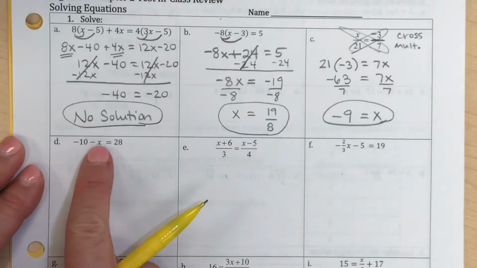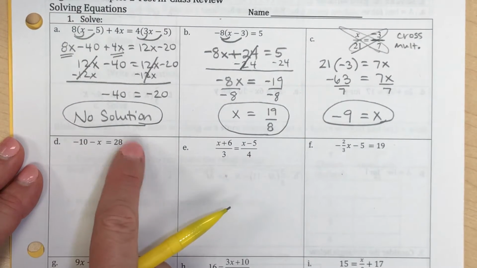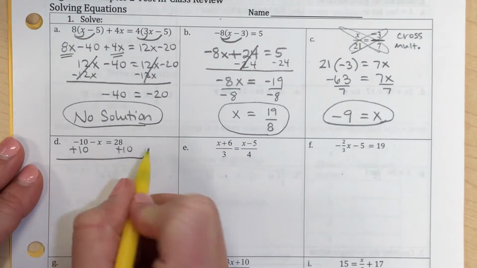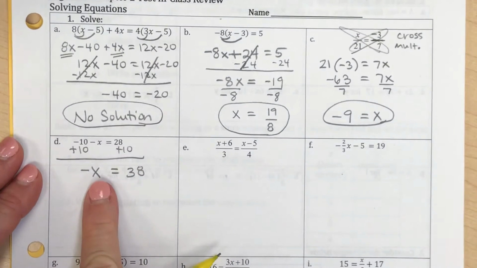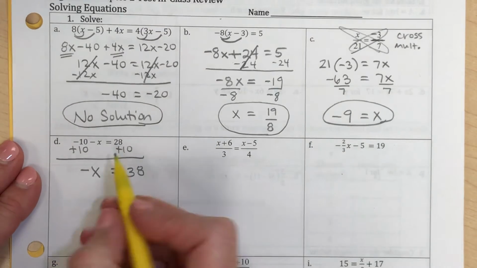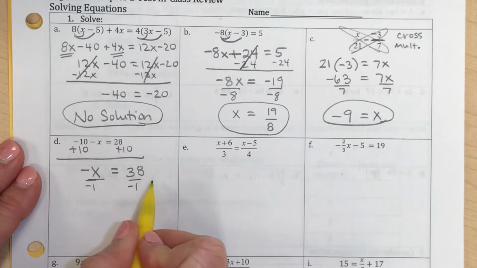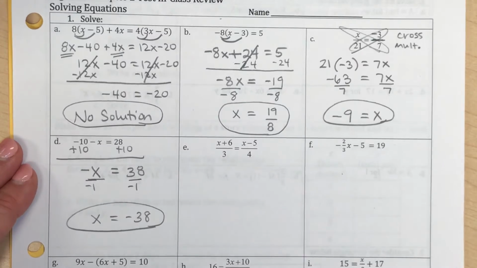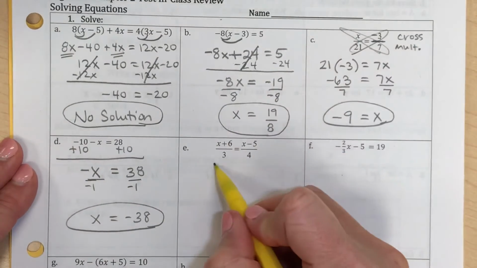For letter D here, I notice I have only a letter x on the left side, so I'm going to move my numbers to the other side of the equal sign by adding 10 over. And here I have negative x is equal to 38. And I'm almost done solving. I can't leave my solution as a negative variable, so we're going to divide both sides by the number negative 1, so that negative is going to pop over to this side instead. So negative 38.